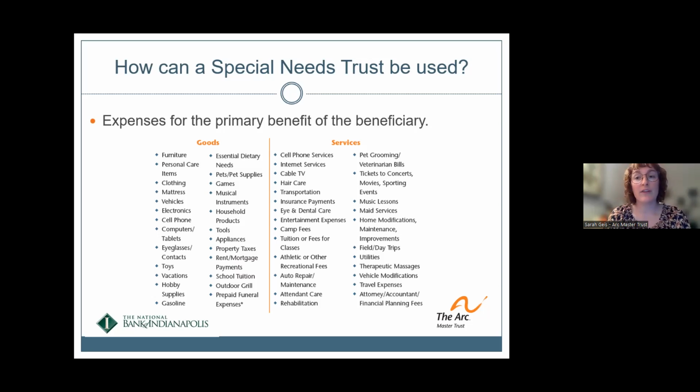It can also be very important to know how a trust can be used for an individual who is receiving supplemental security income, or SSI, benefits. So an individual who is receiving SSI might want to know if their trust can pay for their basic food and shelter costs. And initially, a trust could be hesitant to pay for those things.